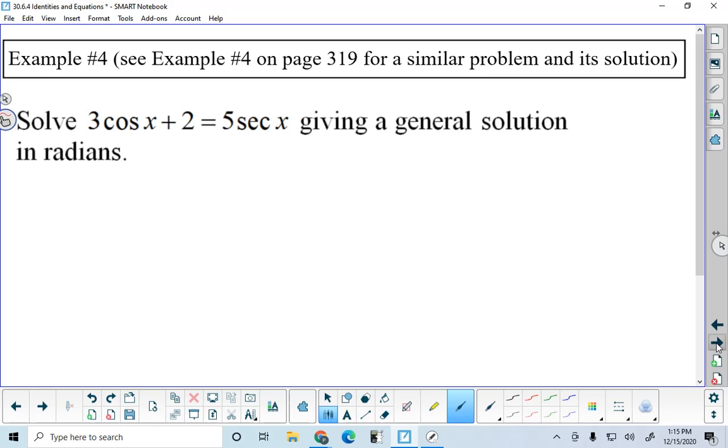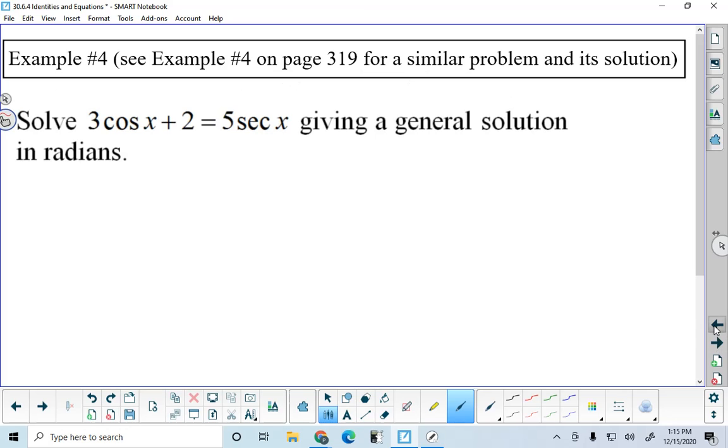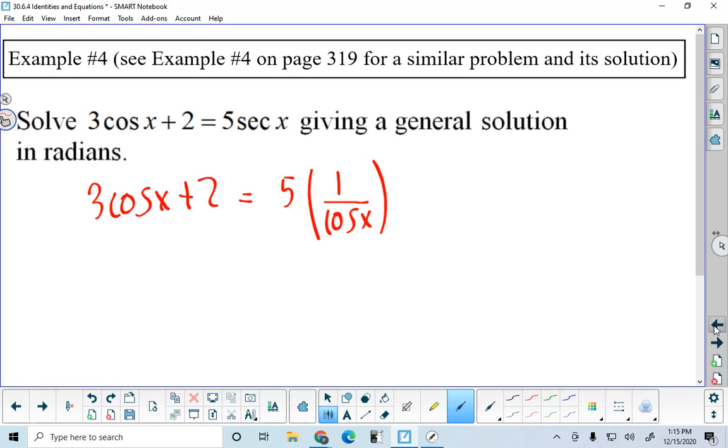What I'm going to do for example 4, which I hope is the last example, is simply come up with the equation. Well, we might finish it. Let's see. I'm going to rewrite this as 3 cos x plus 2 equals 5 multiplied by 1 over cos of x. I'm just replacing secant with 1 over cos.